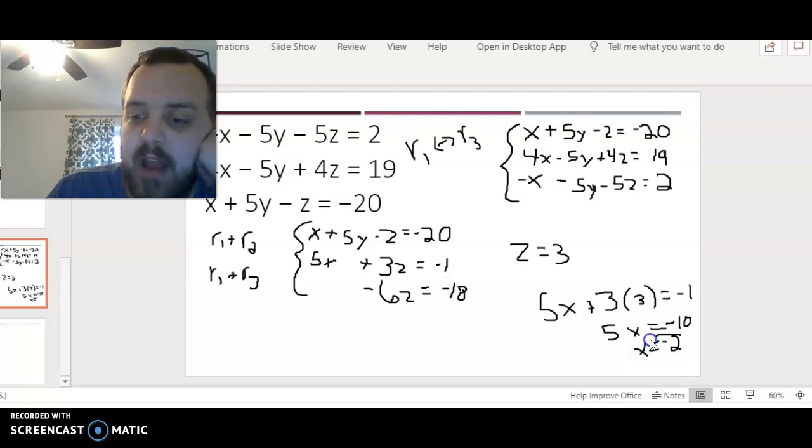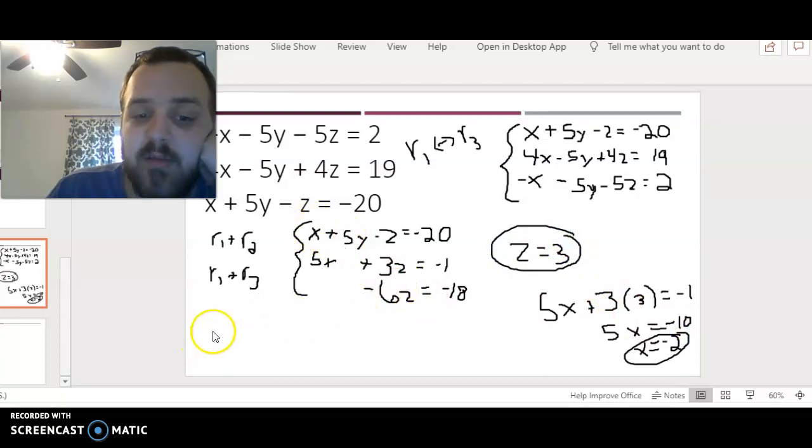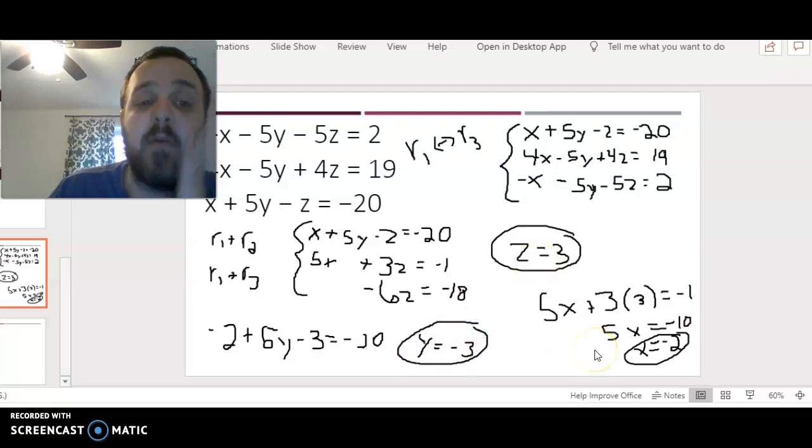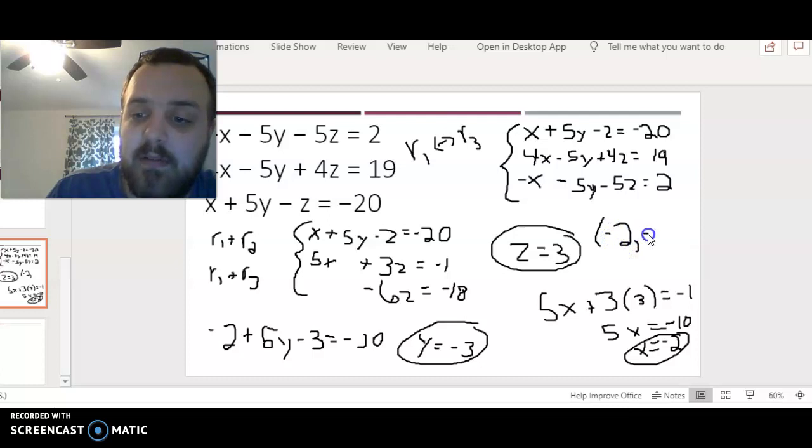Now we're not done yet. We have our x and we have our z. We need to solve for y, so we'll plug these both back into the first equation. So we'll have negative 2 plus 5y minus 3 equals negative 20. If we add these together, we'll get negative 5. Add that over, get negative 15. We're going to end up with y equals negative 3. My final answer wouldn't be all these three separate. I want to write it as that point in 3D space, which would be negative 2, negative 3, and 3.